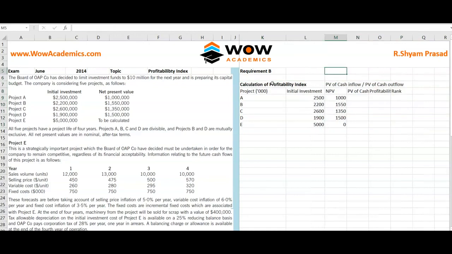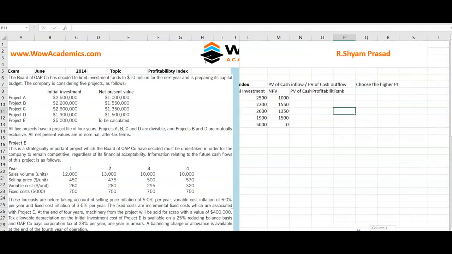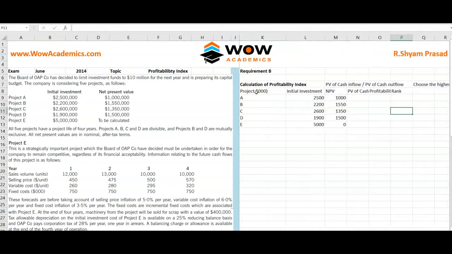To do this sum, we have to use something called the profitability index, and the profitability index formula is: present value of cash inflow divided by present value of cash outflow. Once you have done this, you have to choose the higher PI. PI is the profitability index. We have to choose the higher PI. So we'll create a table like this.